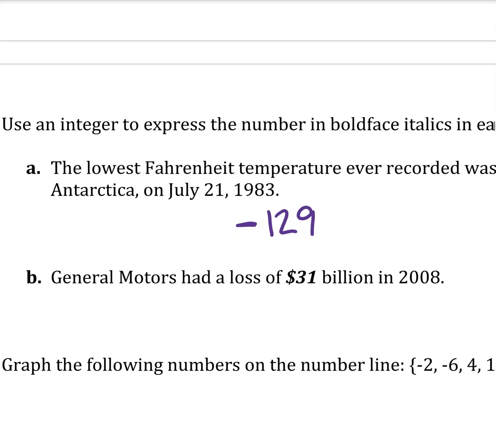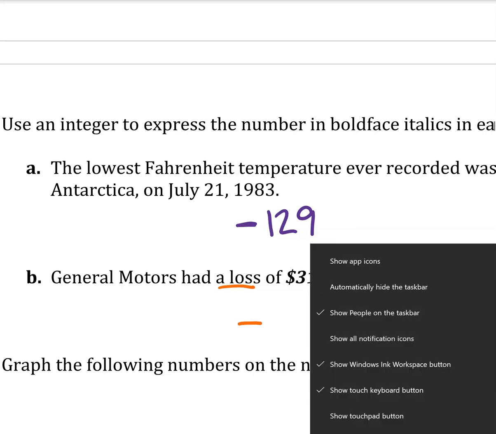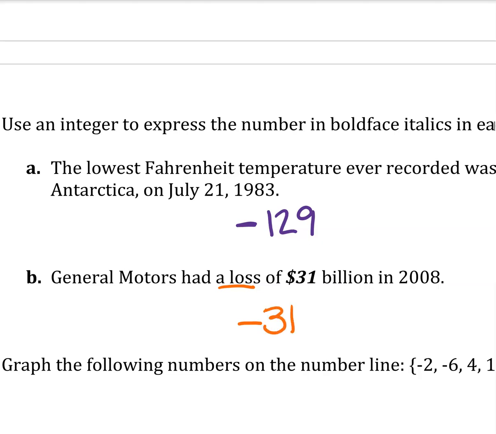And then same thing on part B. General Motors had a loss. Okay, so loss, that's telling me it's probably minus 31 billion in 2008. So I'm going to put minus. I'm not going to put minus 31 because that's saying like just 31. I'm going to make sure I label that as 31 billion. So then I know how much.